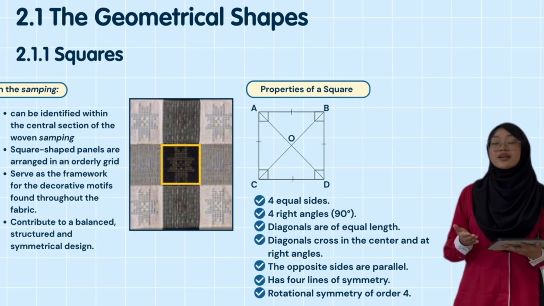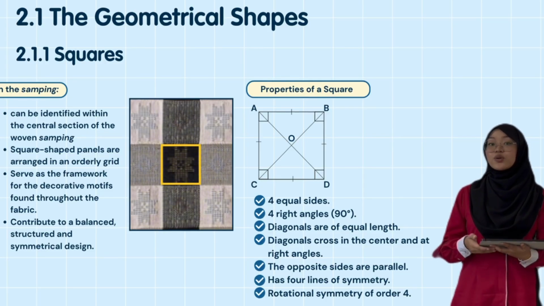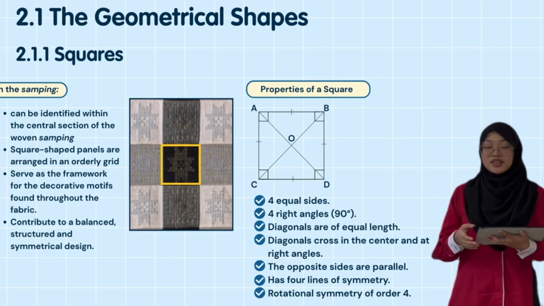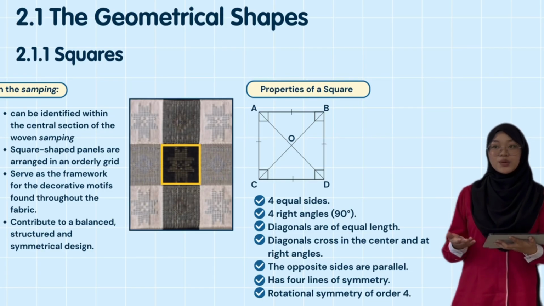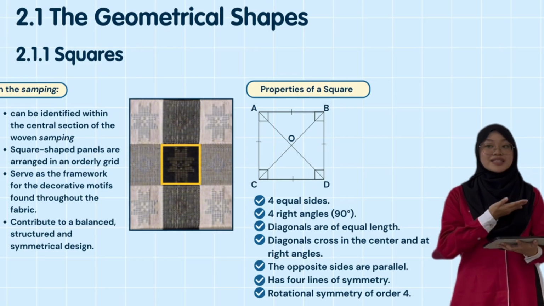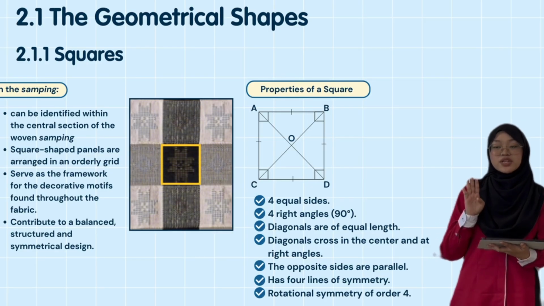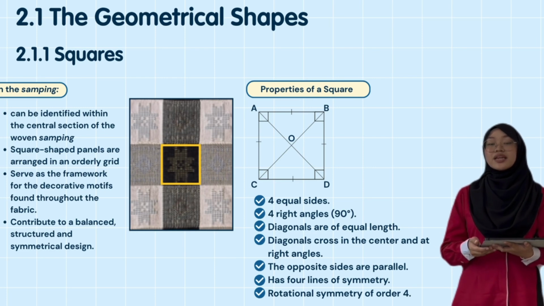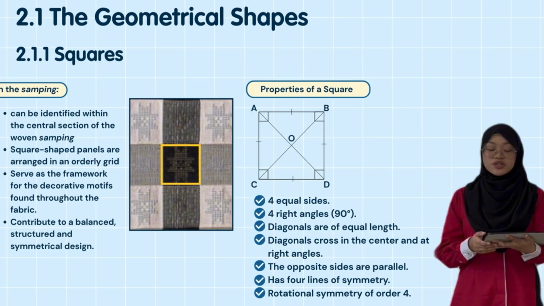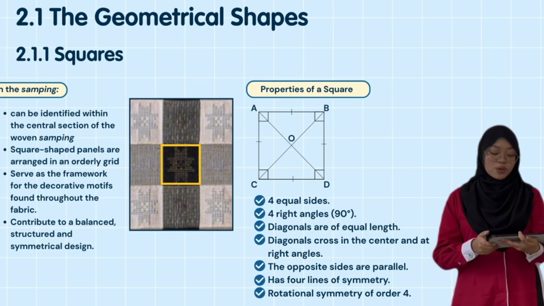The properties of the square in the samping are that it has 4 equal sides and 4 right angles, which is 90 degrees each. The lengths of the diagonals are equal, and the diagonals cross in the center at right angles. The opposite sides are parallel, and it has 4 lines of symmetry. The rotational symmetry of the square is of order 4. The squares in the woven samping improve the overall symmetry of the textile design and provide an orderly arrangement for the motifs.